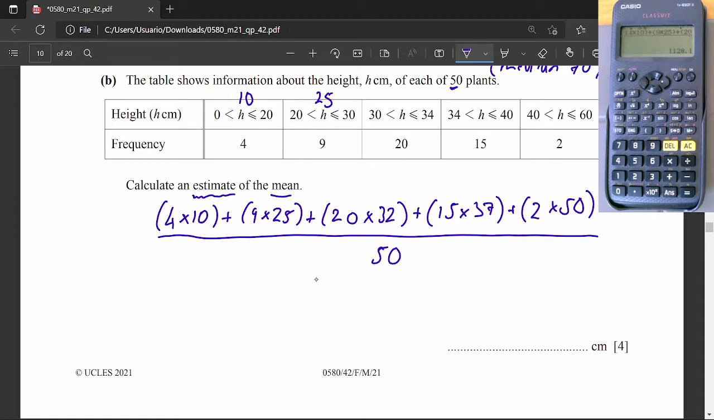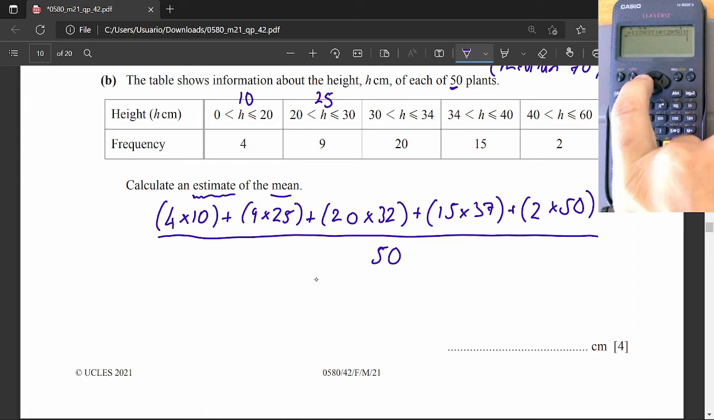Now it's very easy to make a mistake here, to press the wrong button at the wrong time. I've got the answer 1128.1. Does that make sense? Let's see. Is there any of my plants that was that tall? No. None of my plants are 1128.1 centimeters high. That must be wrong. We expect something in the middle, around 30, between 30 and 34. So let's go back and see if I can find my mistake.